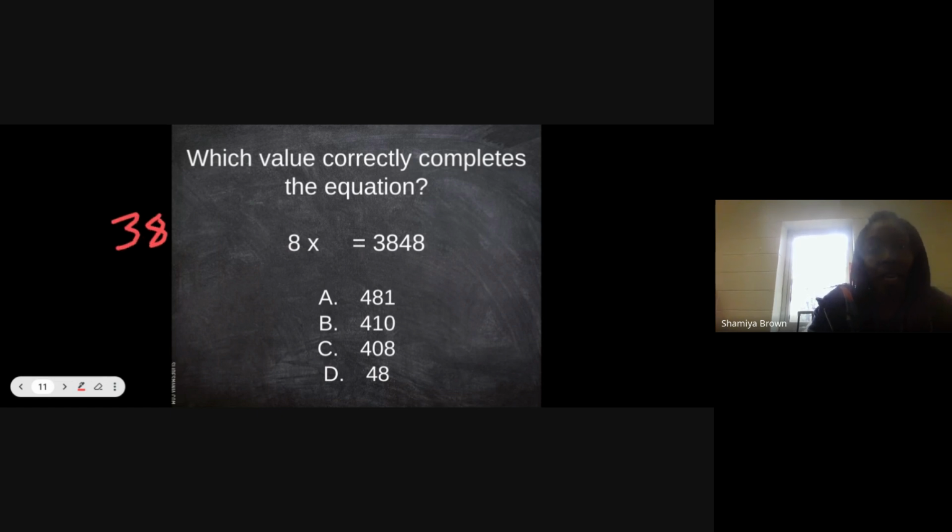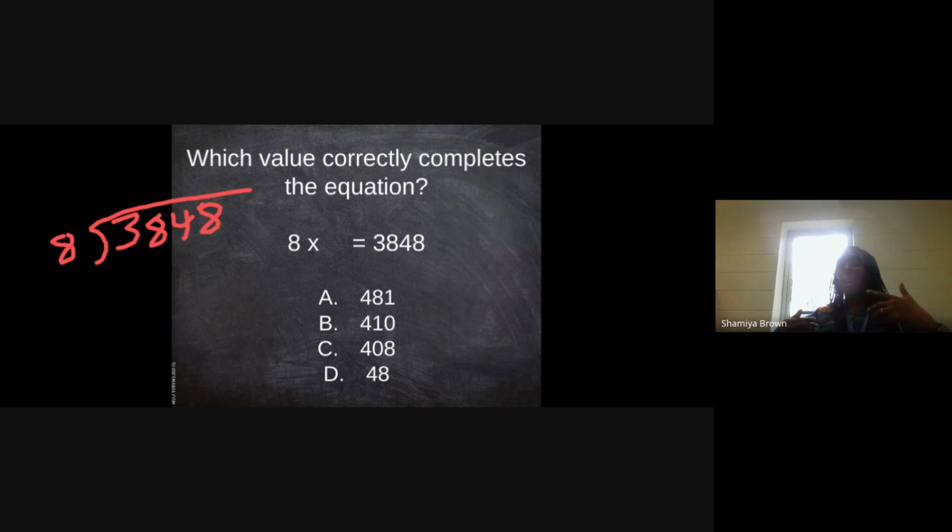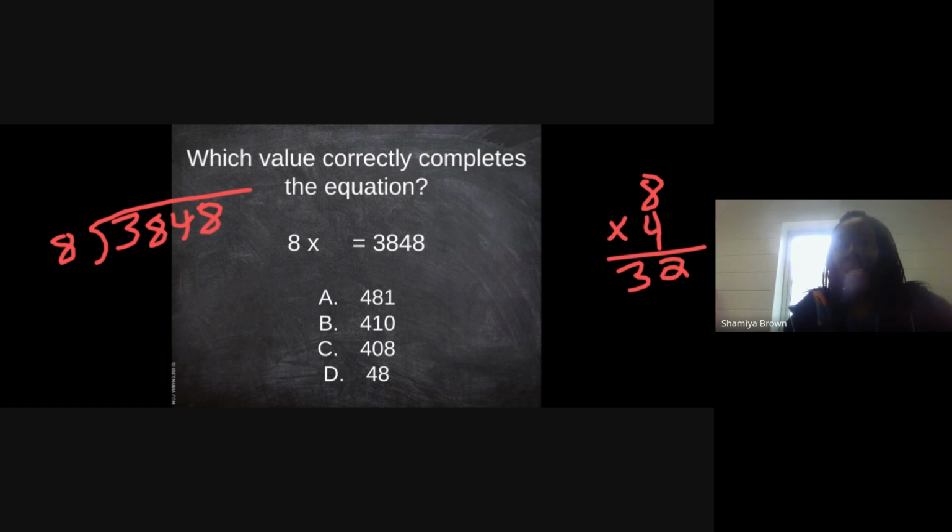So 3,848 divided by 8. I'm going to see how many groups of 8 I can get out of 38. If I know my multiplication factors, and I already know them, but if you don't, you can easily write them down, or you can look at your multiplication chart that you should have when you do this test. So I know 8 times 4 is 32. I can't go over that, so it's going to be 4 groups. So 4 goes on top of my 8.